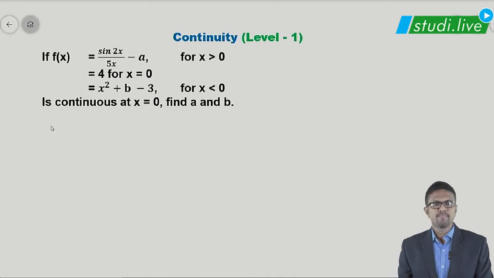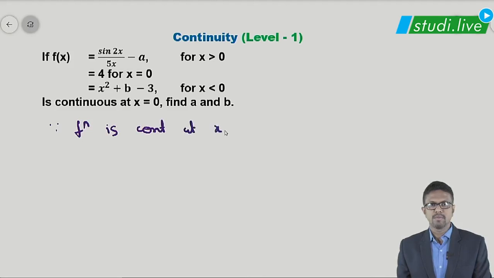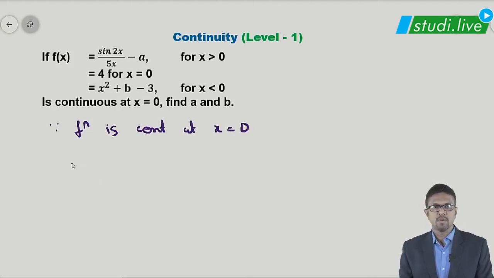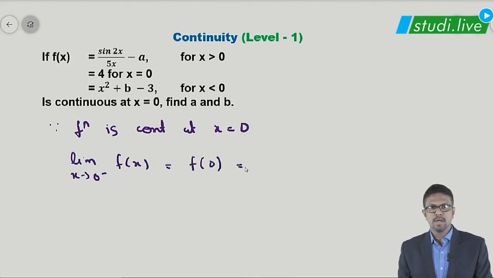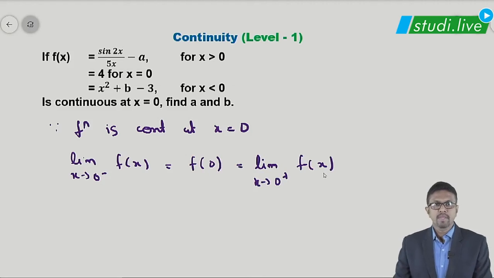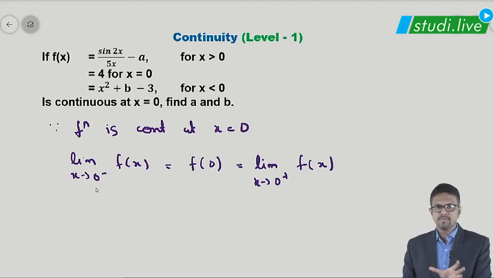So we can say that since the function is continuous at x equal to 0, of course the limit value and the function value, all of them should be the same. So limit x tends to 0 minus f of x will be equal to f of 0, and this will be equal to limit x tends to 0 plus f of x. So this is what we will be having. Let us use two of these values at a time.